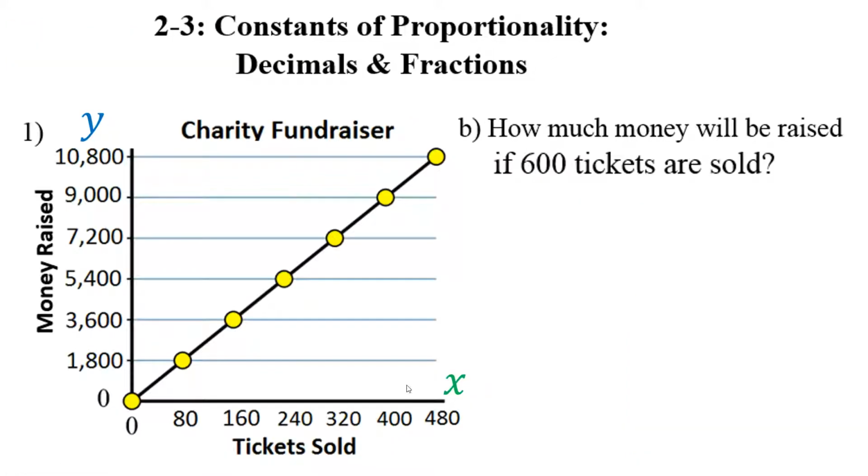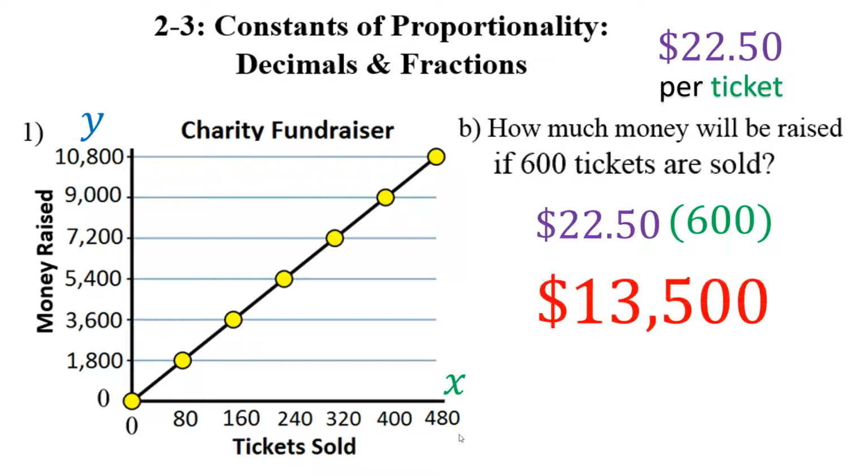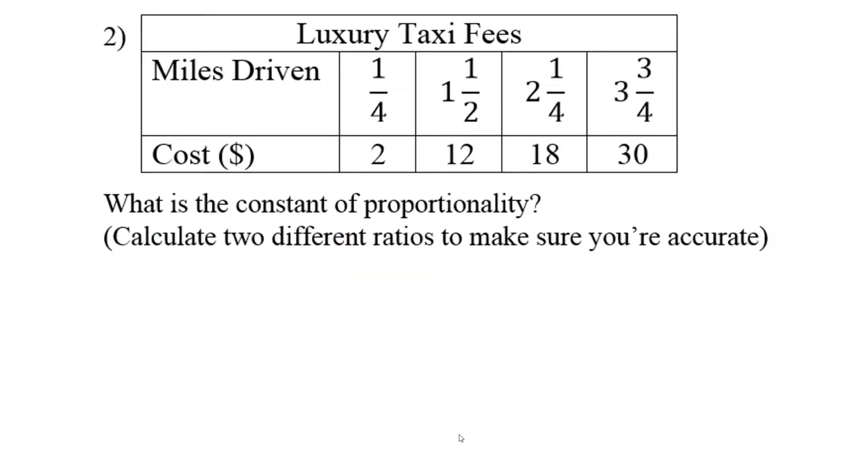And then part B on the note sheet is asking how much money will be raised if 600 tickets are sold. So we unfortunately cannot use the graph to help us with this because 600 is not on here, but we do know it's $22.50 per ticket. Therefore, $22.50 times 600 will give us $13,500 is raised if 600 tickets are sold. So we're done with number 1 on the note sheet.